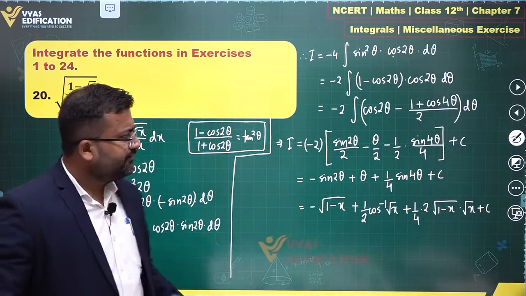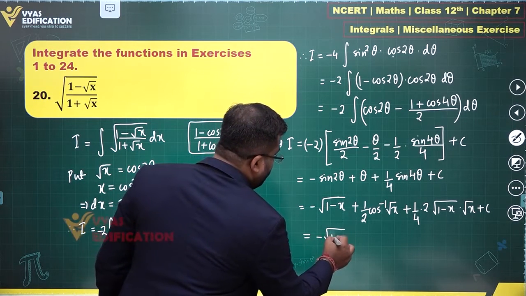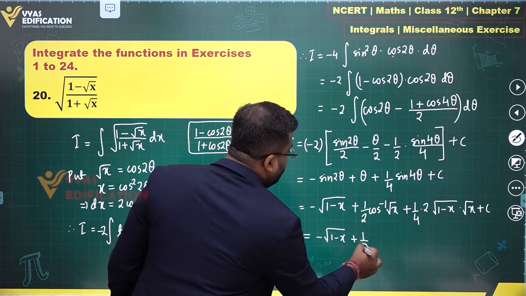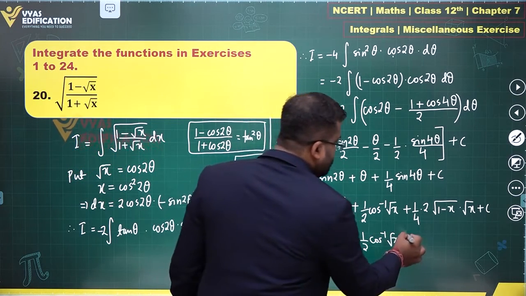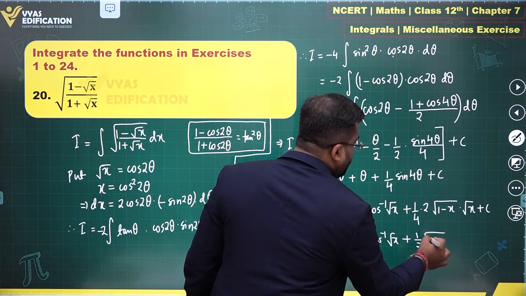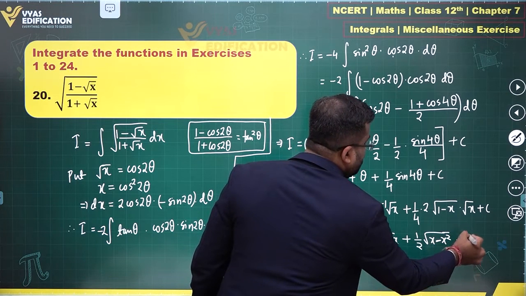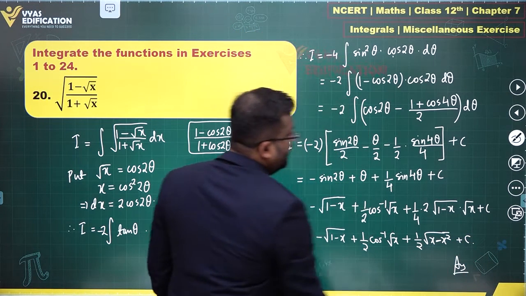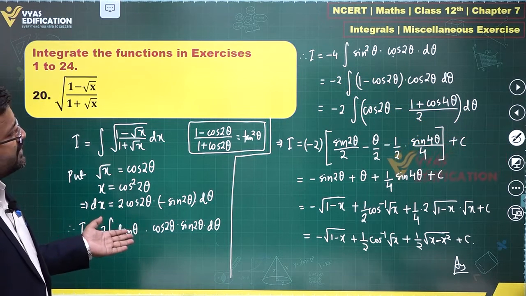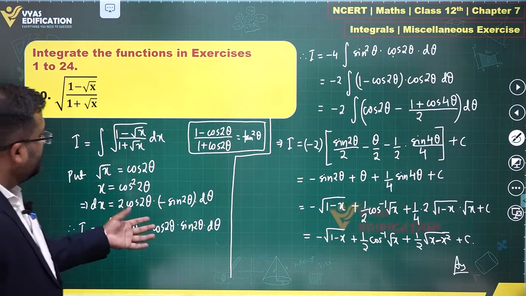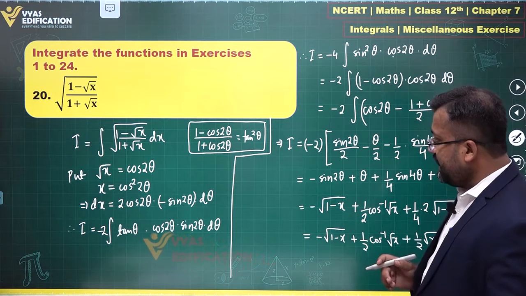Is that okay? Yes. That looks okay. This is minus square root of 1 minus x plus half cos inverse root x plus 1 by 2 root of x minus x square plus constant over here. That is my complete solution, and the final answer for this question, as you can see over here, using these few steps. And let us check the calculations once again.